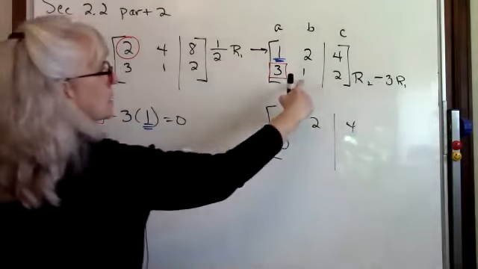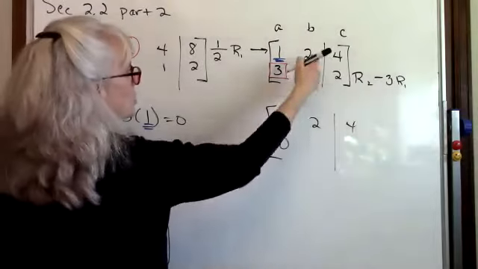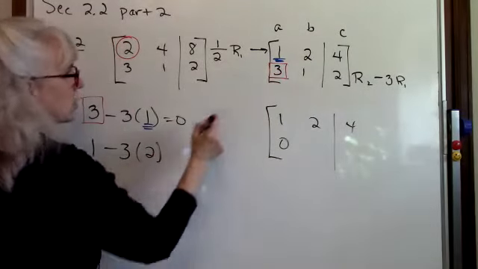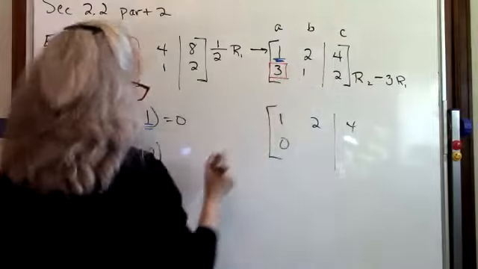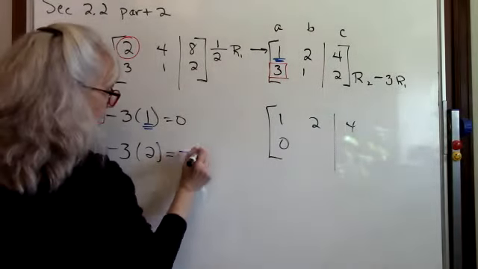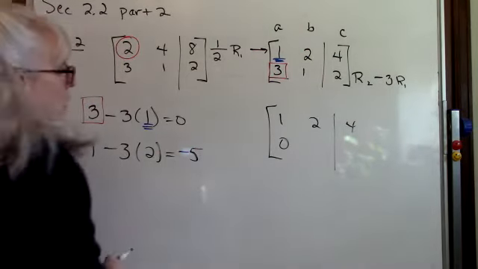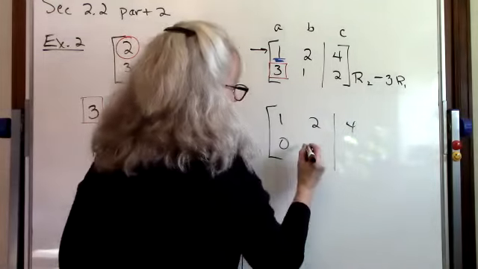Okay, the next thing we're going to do is take row 2, which is a 1. We're going to subtract 3 times what's in row 2. Sorry, 3 times what's in row 1. So it'd be 1 minus 6, which is going to give me a negative 5. So now we're going to put a negative 5 right here.